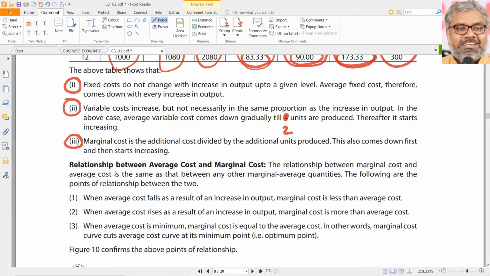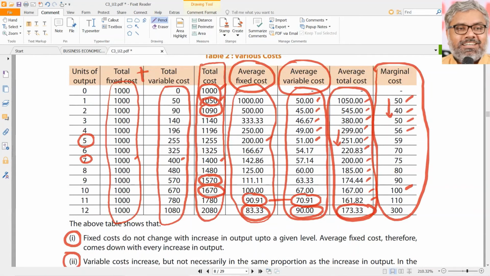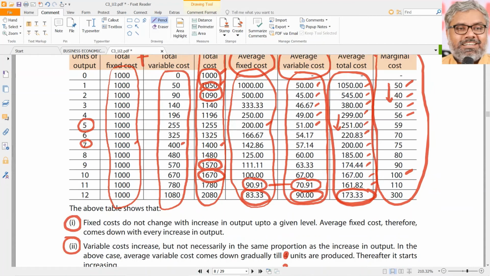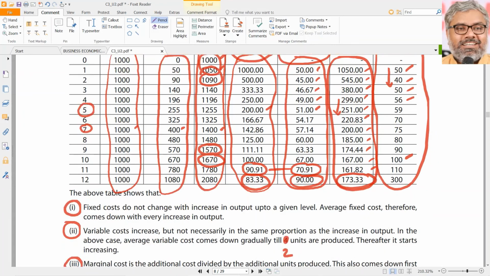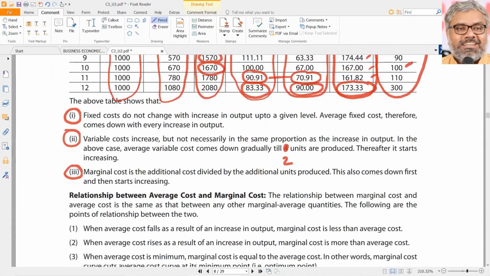Then marginal cost. We know this already. What is that? The additional cost divided by the additional number of units produced. This also comes down first and then starts increasing. We can observe from the table. Marginal cost originally, starting with the first unit, was 50, for the second unit it was 40, reduced. Then it started increasing. It again became 50, then increased to 56, 59, etc. It kept on increasing drastically, and by the time it reached 12 units, it was 300 rupees marginal cost. A tremendous amount of marginal cost was there afterwards. So this also first falls down and then increases.